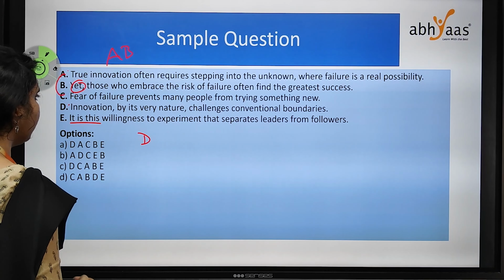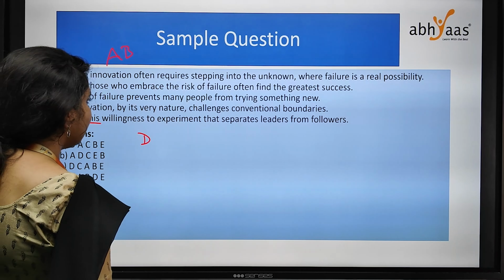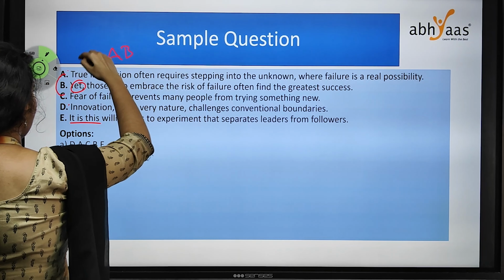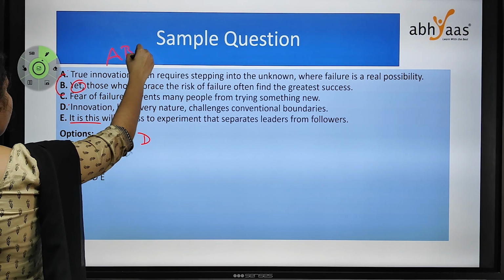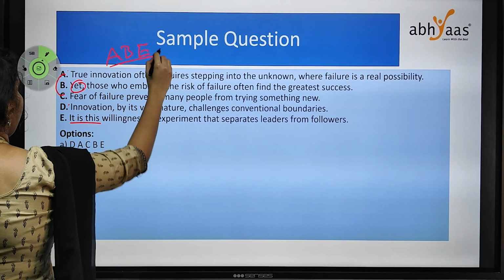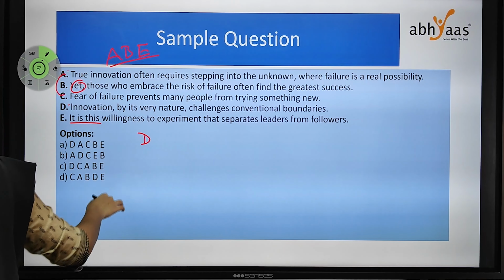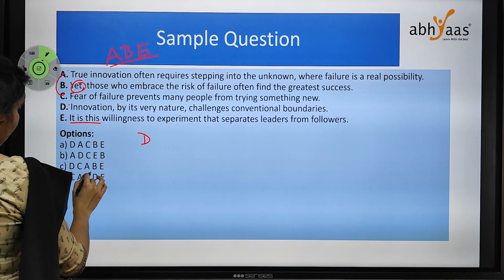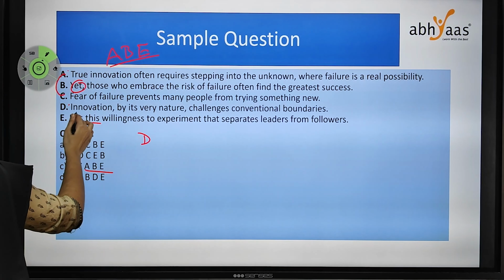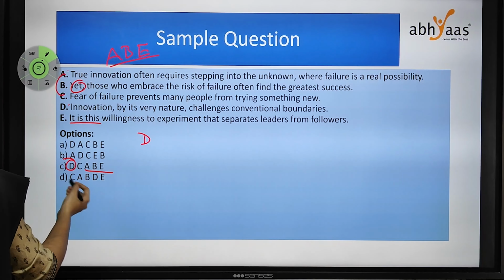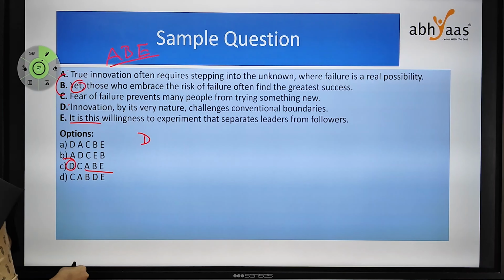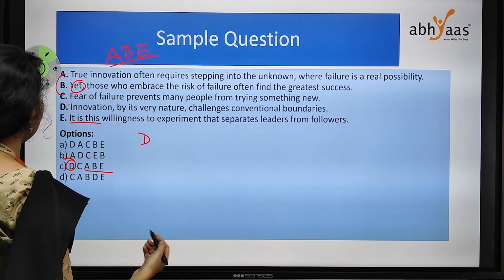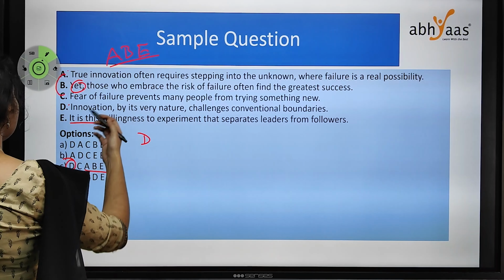And it is this willingness to experiment that separates leaders from followers. So, which willingness? This willingness, right? The willingness that is mentioned in B. So, A, B, E form a logical order. Let's check where we have that option. We have it in C, okay? And D seems like the starting one. Let's look if C fits here. Fear of failure prevents many people from trying it. True innovation, yeah, this fits.